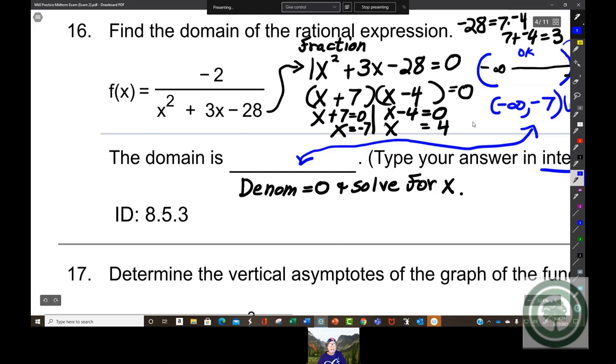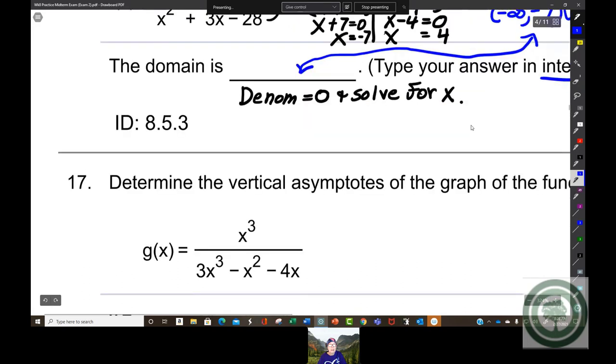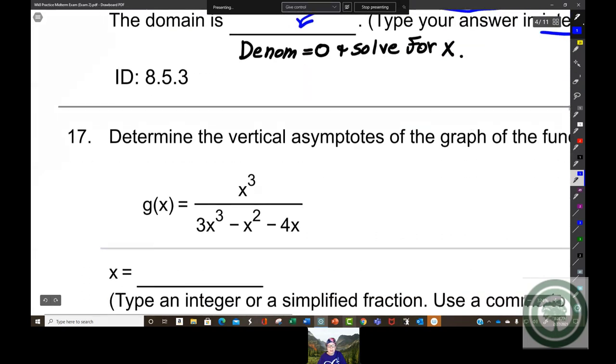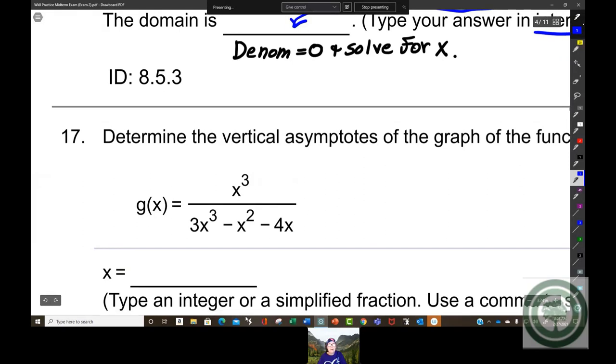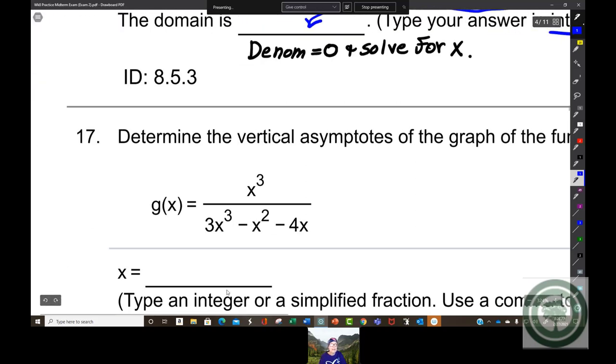We have a vertical asymptotes question here. Want to do that? Yes. Okay, sounds good. You always have to find the domain first. No, not this one. I have to take this one out. Never mind.